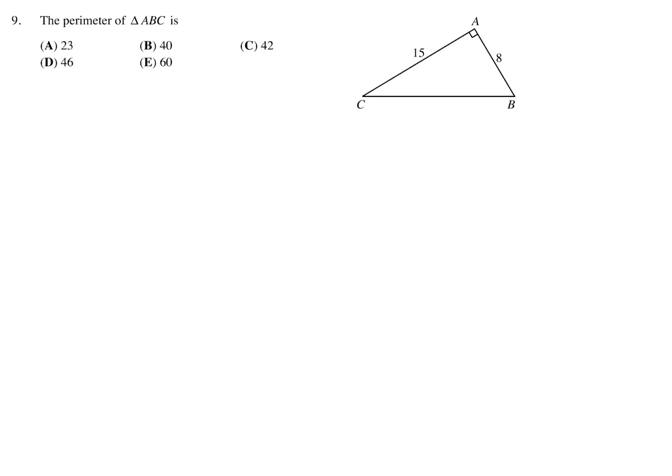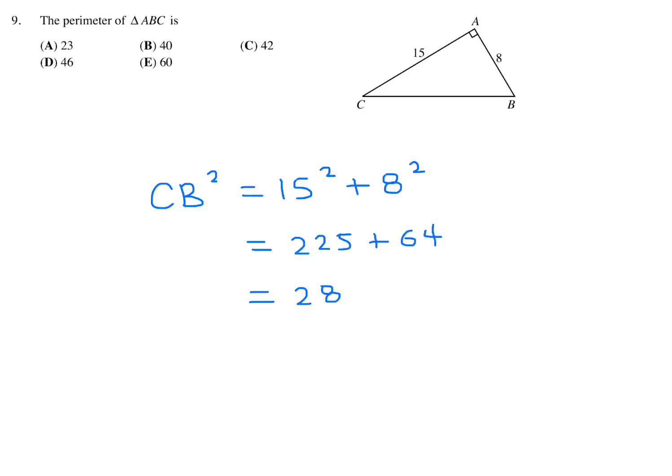The perimeter of ABC is, all right, so they've given you this right angle, and they've given you the sides as 8 and 15. So we can use Pythagoras to figure out CB. So CB squared is going to be 15 squared plus 8 squared. 15 squared is 225. 8 squared is 64. So this is 289. And therefore CB is equal to the root of that, which is 17. So we put 17 right there.